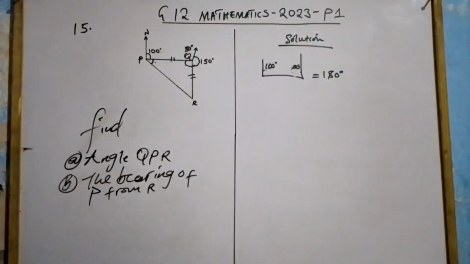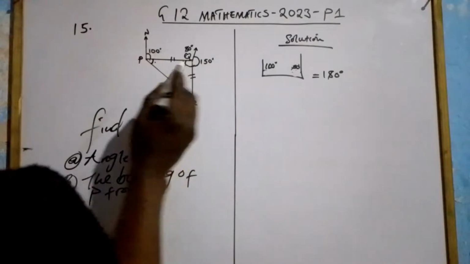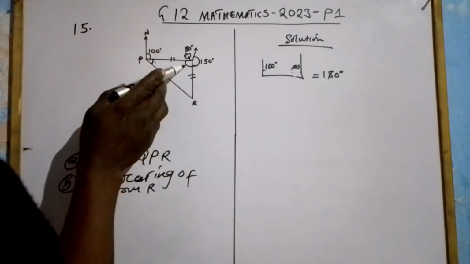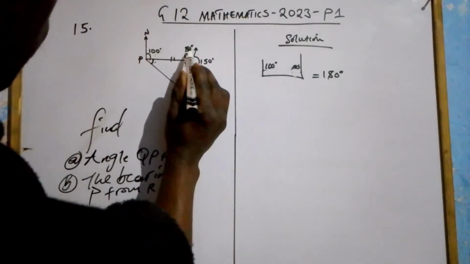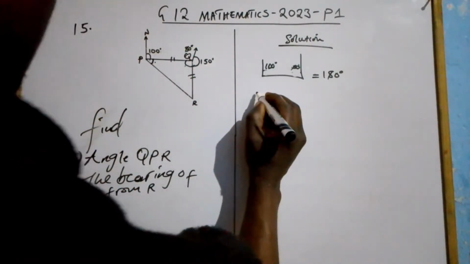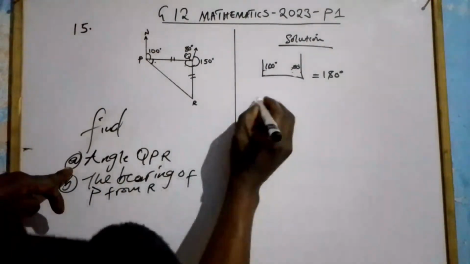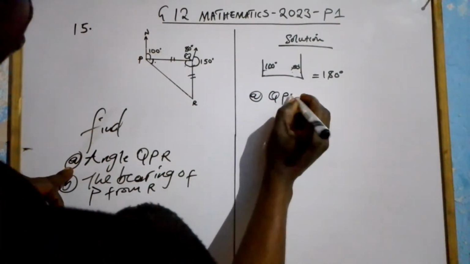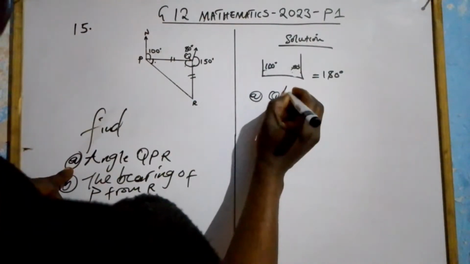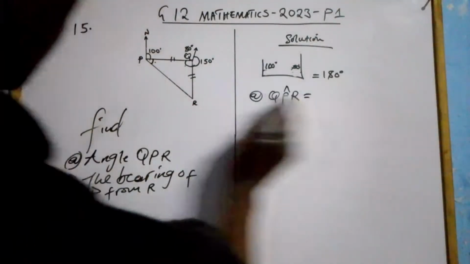Okay, so now since we have found the angle here which is 80 degrees, we can find the angle at this area here. We are finding angle QPR, the angle at P. That's the angle we are finding.